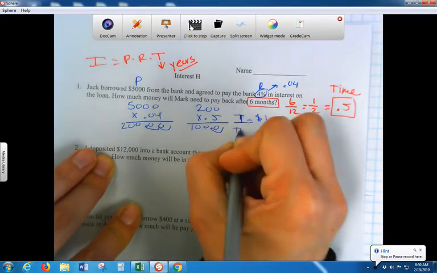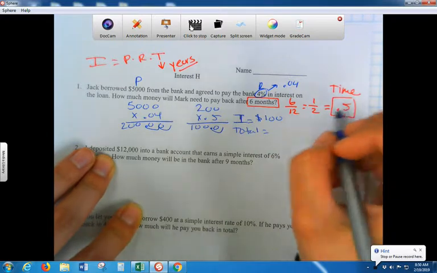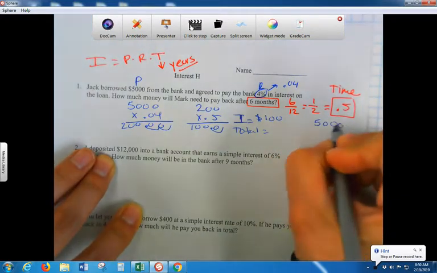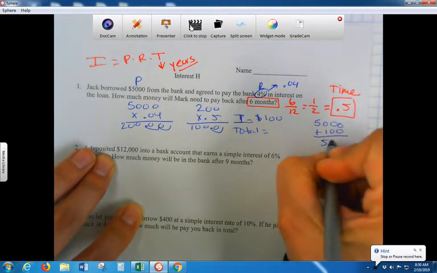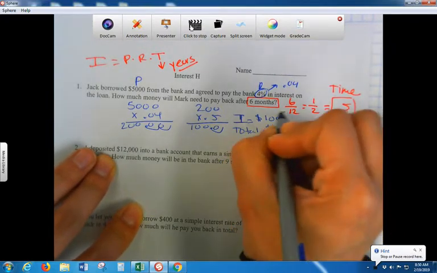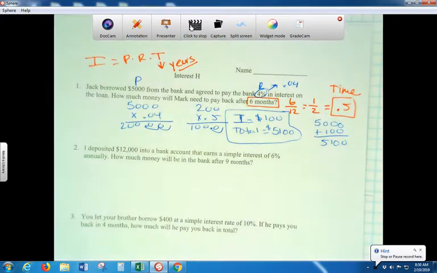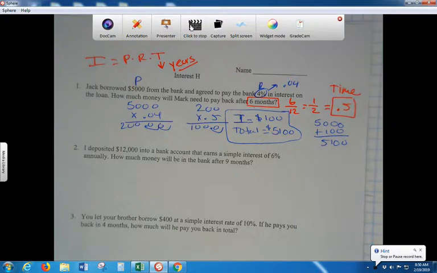What's my total equal to then? Very good, thank you. $5,100. So, interest is 100 when I multiply the principal, rate, and time. Then I add my interest, which is 100, plus 5,000 gives you 5,100. Any questions on that? No? Alright, number 2.